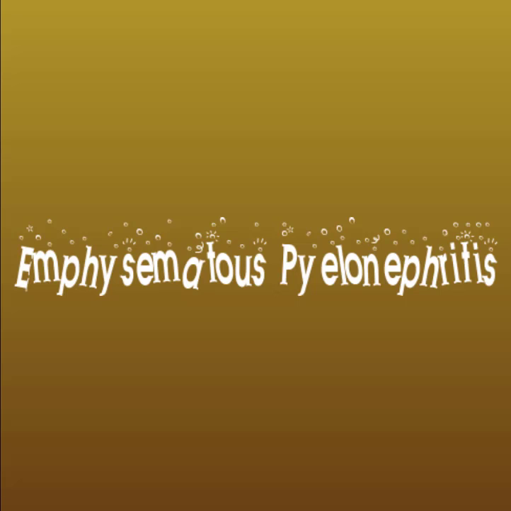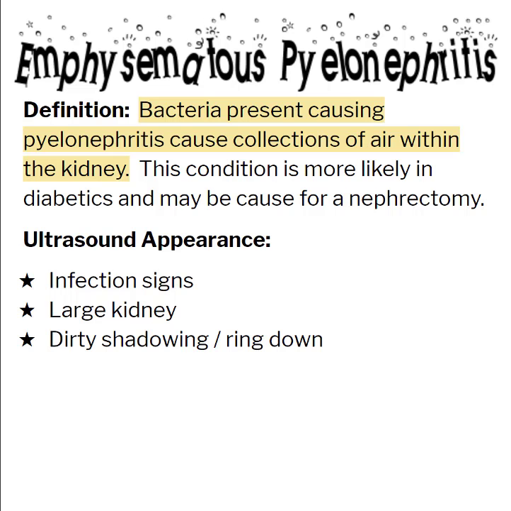Our next type of infection of the kidney is called emphysematous pyelonephritis. And you may recall we talked about emphysematous cholecystitis, and it's kind of the same idea. There are bacteria present within the kidney when it is infected with pyelonephritis. And as bacteria are allowed to reside in the kidney, they start to produce air as a byproduct of their metabolism. So that air then is seen within the renal parenchyma.